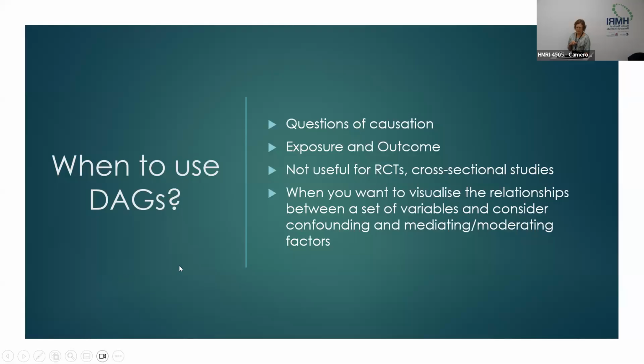So, actually no, it's the slide after this. When do we use them? So first of all, you should be using them when you have a question of causation. That means you have an exposure and you have an outcome. So they're not so useful for cross-sectional type work, okay? Because it relates to what you're saying, that confounder has to relate to both exposure and outcome.